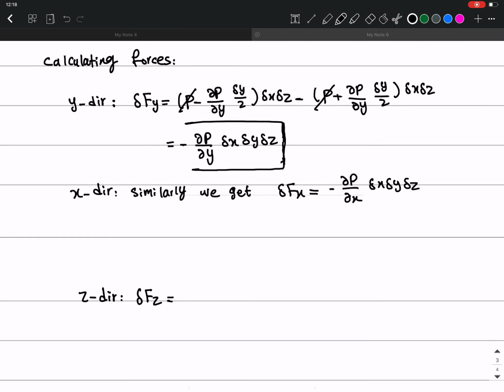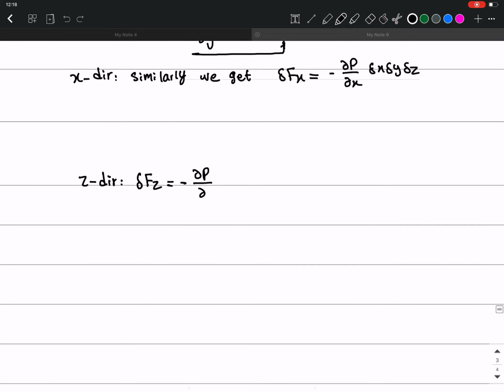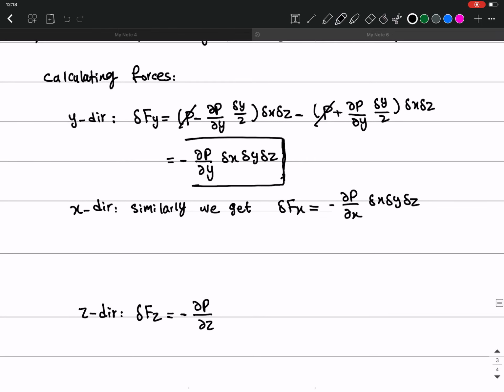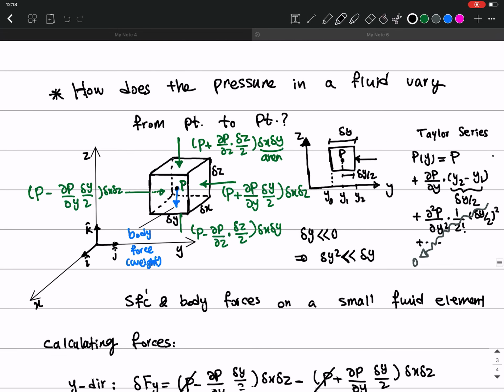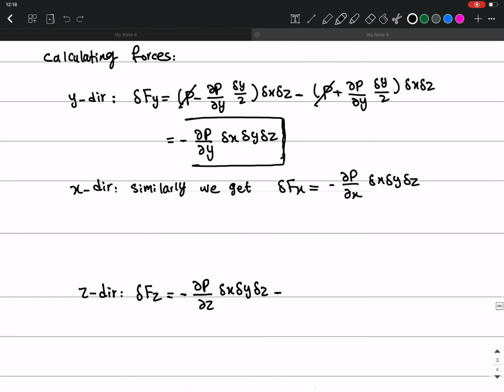So for the pressure forces, we are going to have similarly minus partial P partial Z of delta X, delta Y, delta Z. So these are the pressure forces. And then I also have to add the body force. And because the body force is in the negative side, I just subtract it, right? Because this is the positive side, and then this is the negative. So I have to subtract the body force from the sum of the forces.